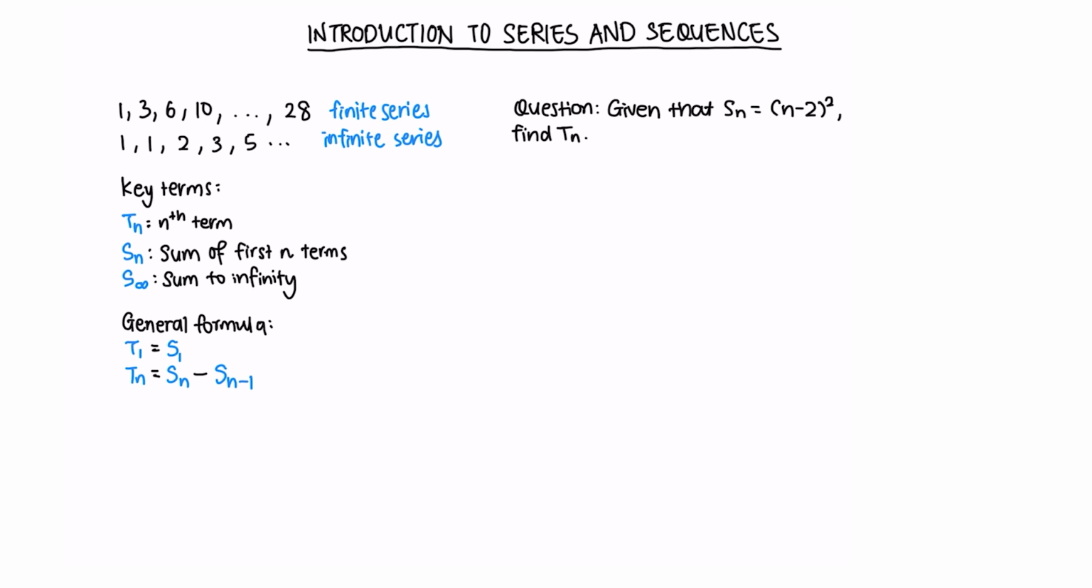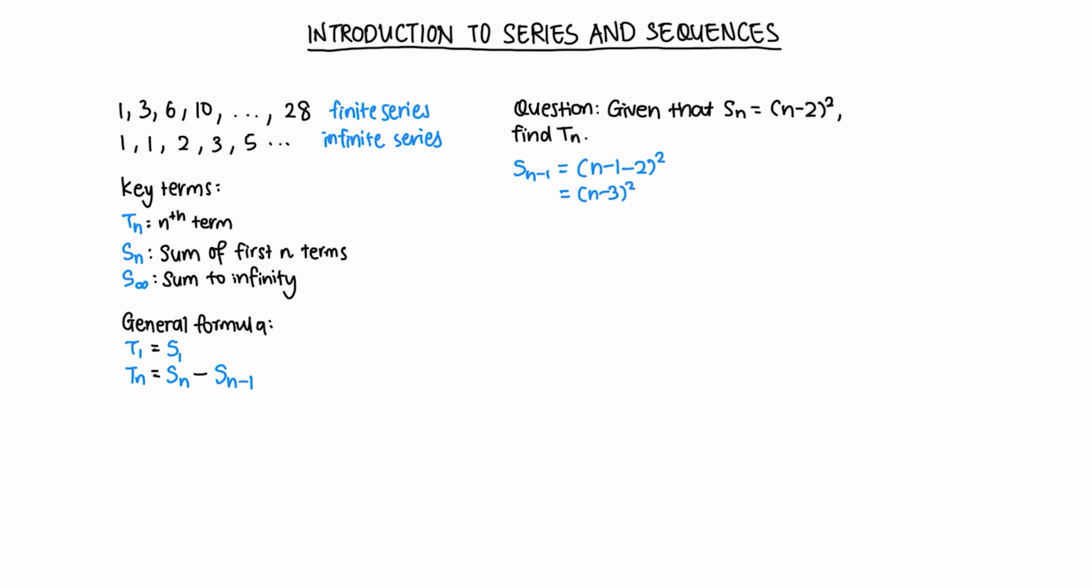Given that Sn equals n minus 2 squared, find Tn. We'll use this formula over here. This is an important question because this kind of comes out quite often in IB. We first know that Sn equals n minus 2 squared. So now let's find what Sn minus 1 is. Sn minus 1 is just substituting n minus 1 into Sn. So we'll get n minus 1 minus 2 squared, which is just n minus 3 squared.